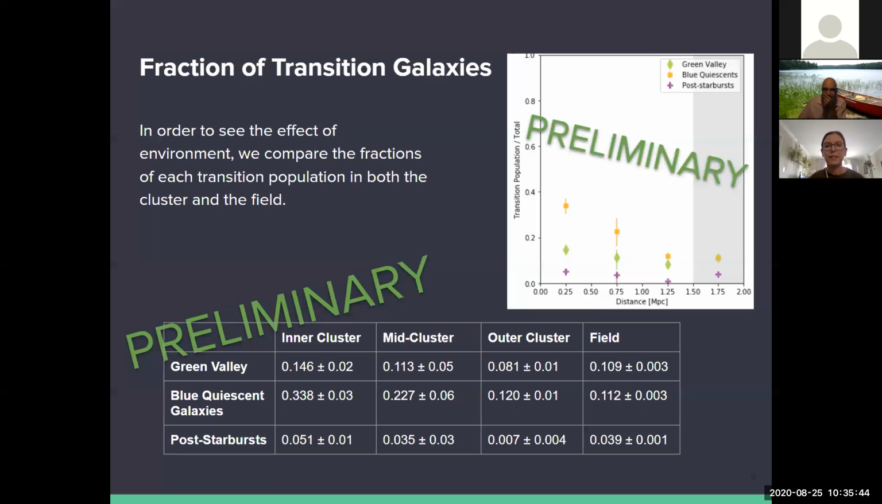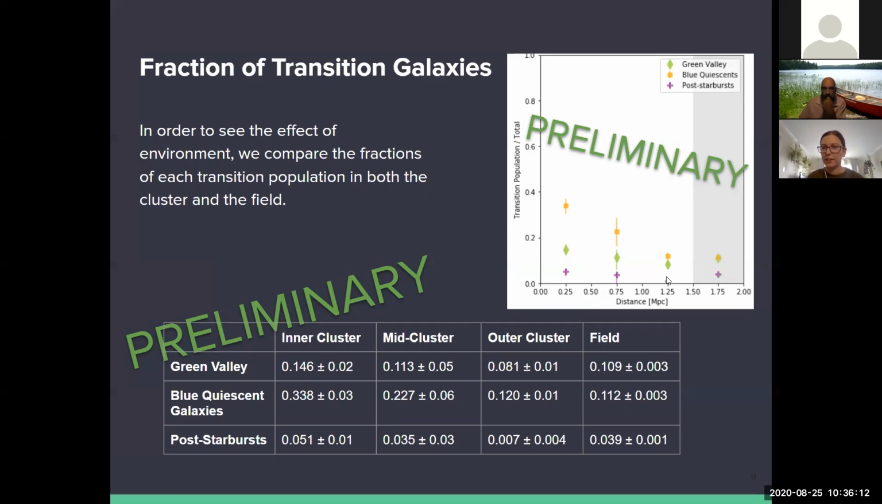So here you can see that I've plotted in this top panel the distance from the cluster center for the 3 different populations, Green Valley, blue quiescent galaxies, and post-starburst, and then plotted their ratios at each of those distances. The gray band here is the field galaxies. So the idea is to look at the fraction of the galaxies that you're seeing versus the total in the cluster compared to that in the field.